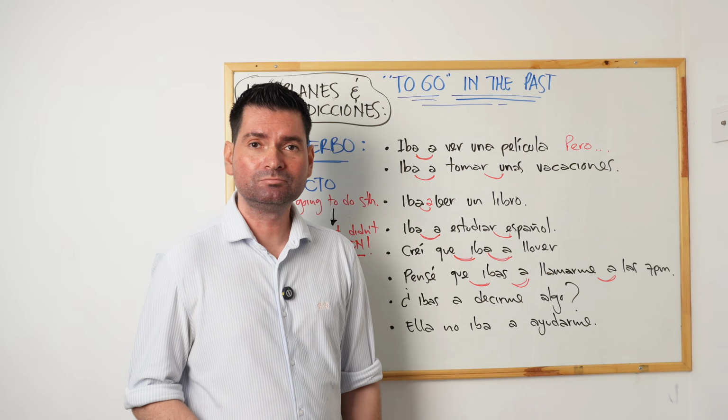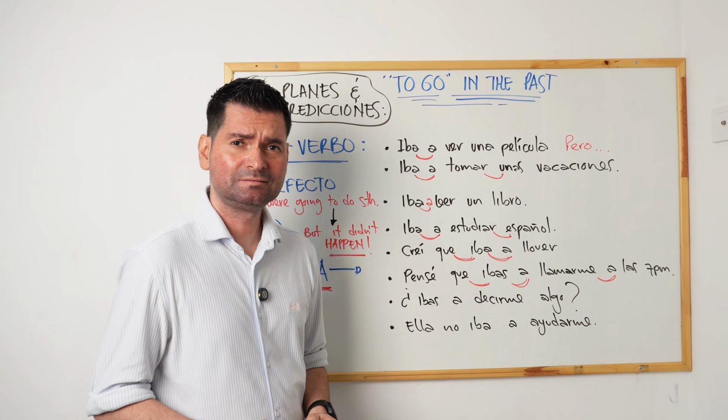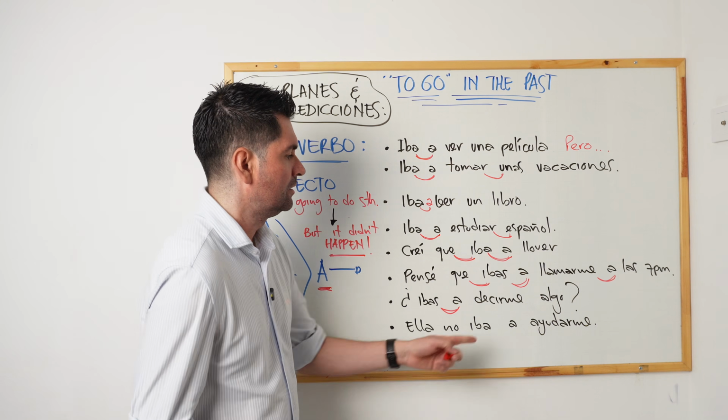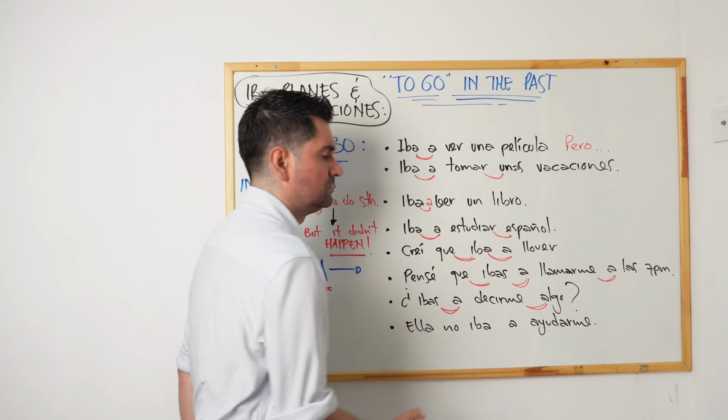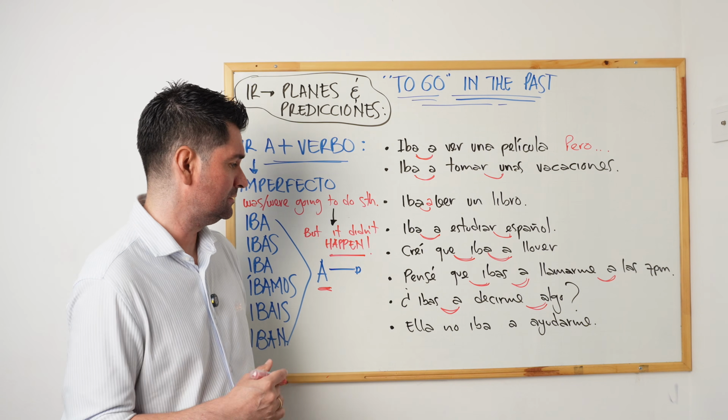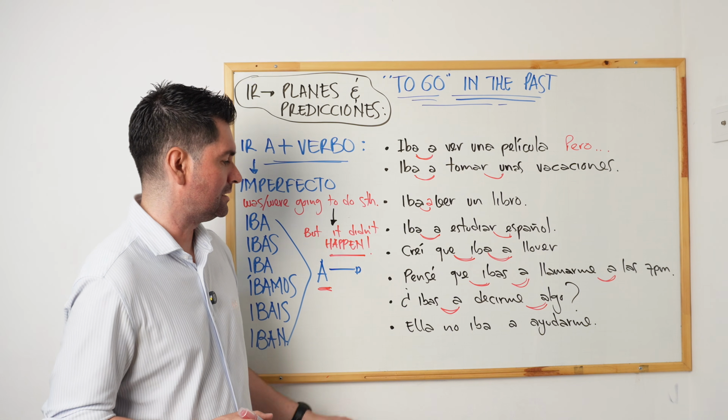¿Ibas a decirme algo? Were you going to tell me something? ¿Ibas a decirme algo? Were you going to say something to me? Were you going to tell me something? And then a negative sentence.